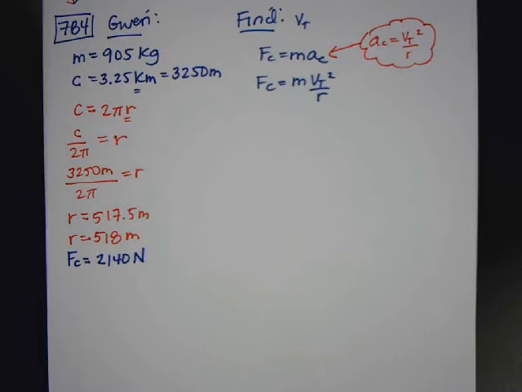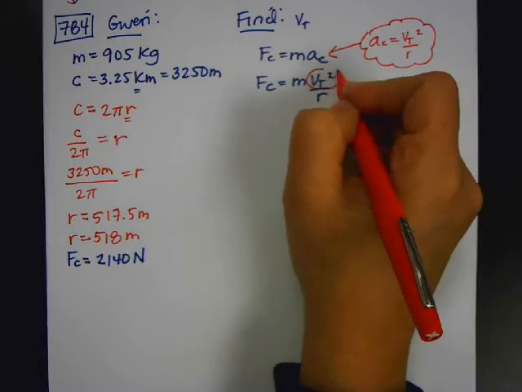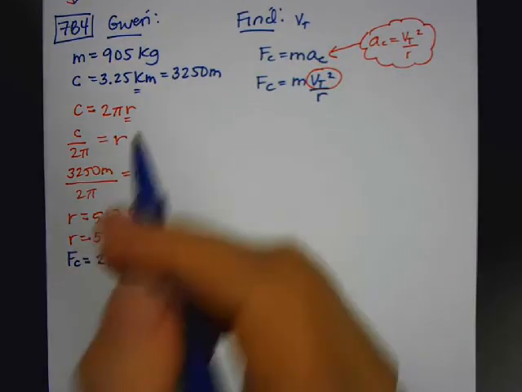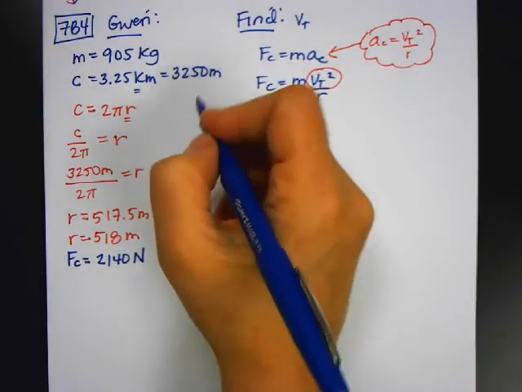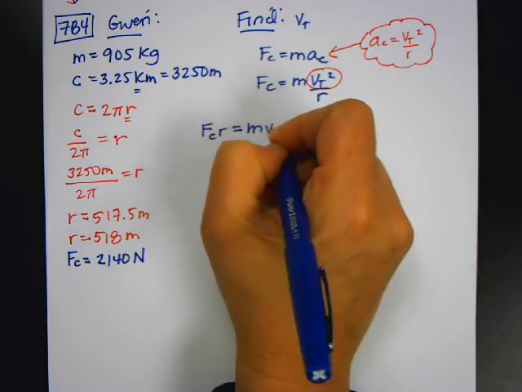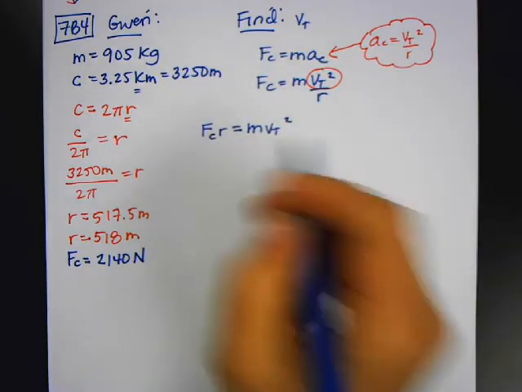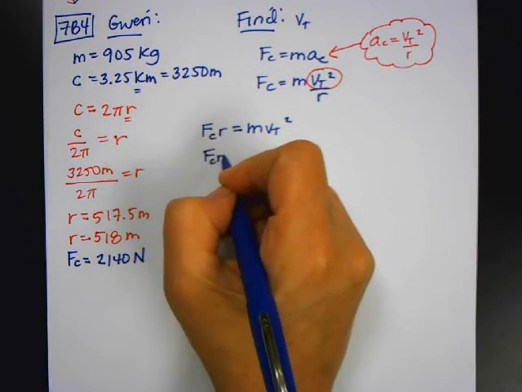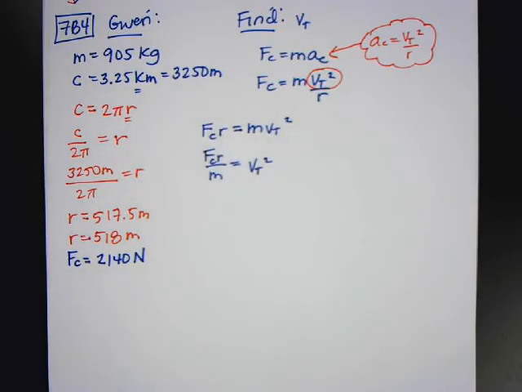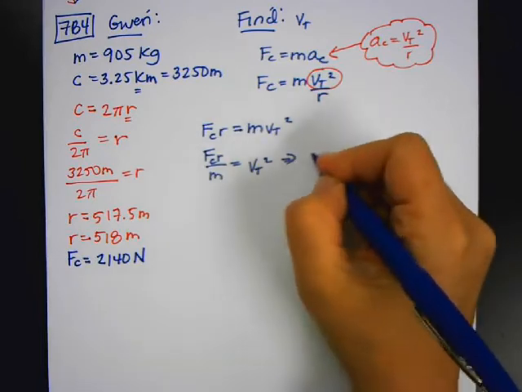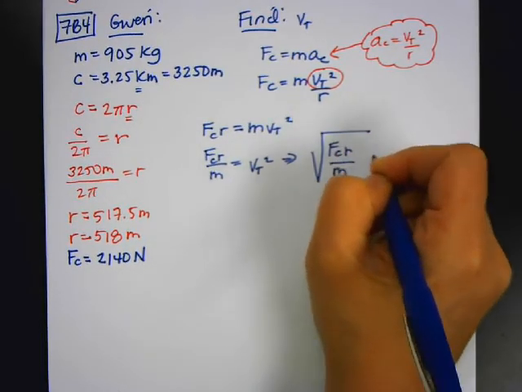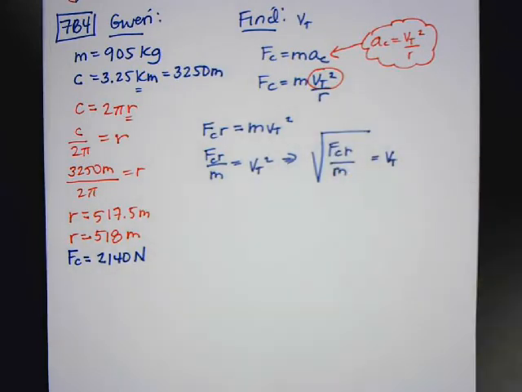Okay, so I want to solve for this. I'm not going to plug in. I'm going to rearrange my equation to solve for the unknown in terms of the known. So first, I'll multiply both sides by r. So Fc r is equal to m vt squared. I'll divide both sides by m. So Fc r over m is vt squared, and then I'll take the square root of both sides. So I'm going to have the square root of Fc r over m is equal to vt.